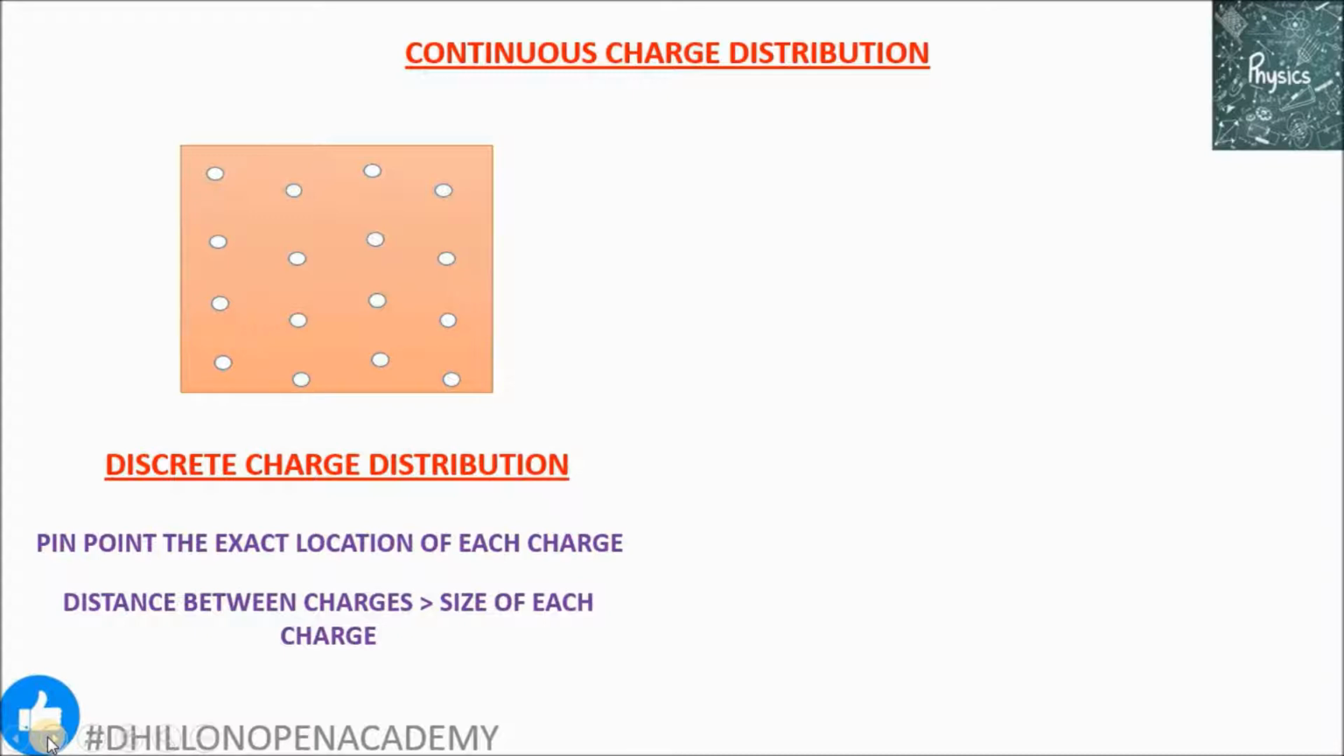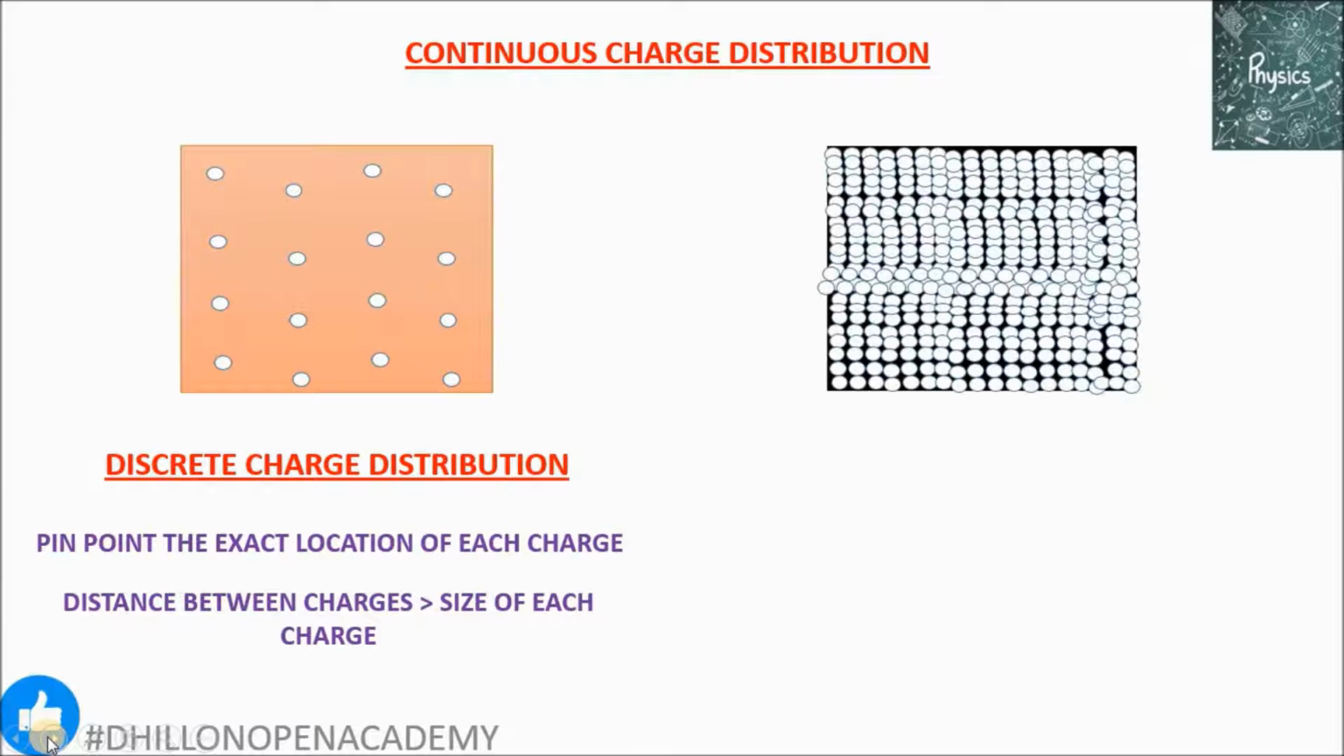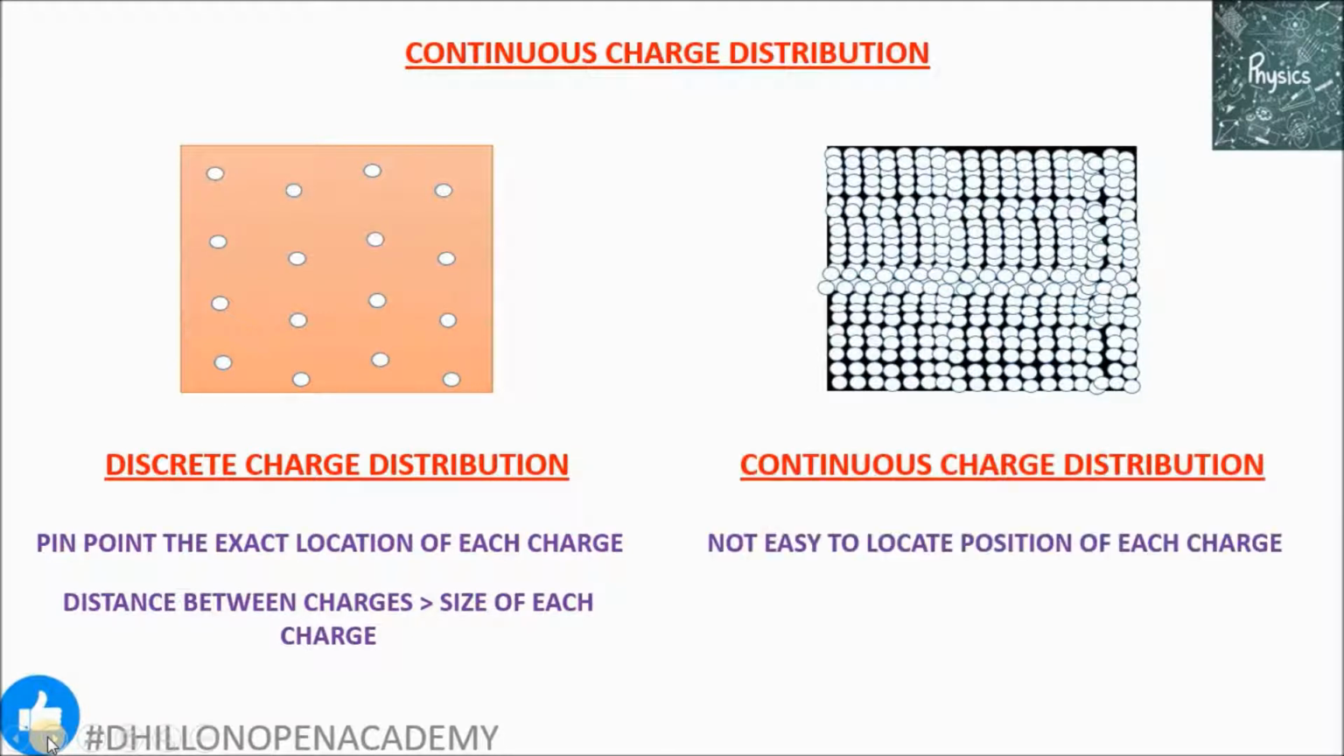But when we encounter charge on a surface in our day-to-day life, this is not what we get. The charge present on the surface of a body in day-to-day life looks like what is on the right side of your screen, where such a huge amount of charge is present that it is very hard to pinpoint the location of each charge. The reason is that the charges are so close to each other that the distance between them is very small compared to the size of each charge.